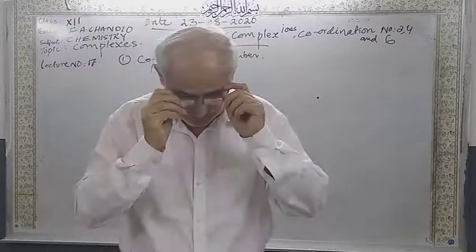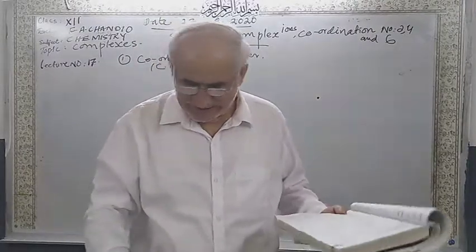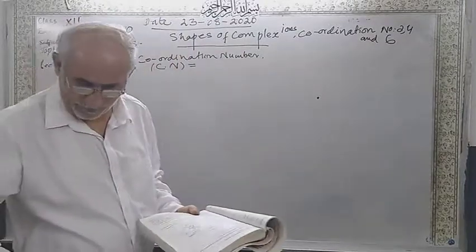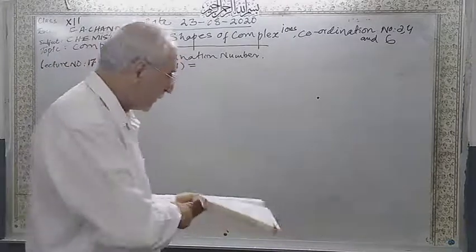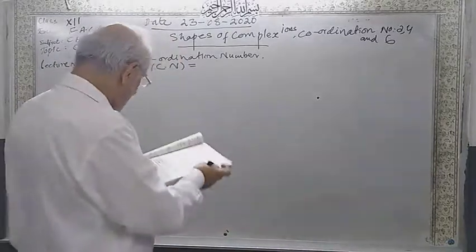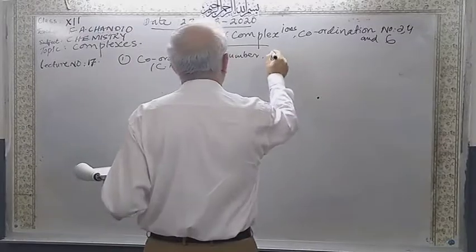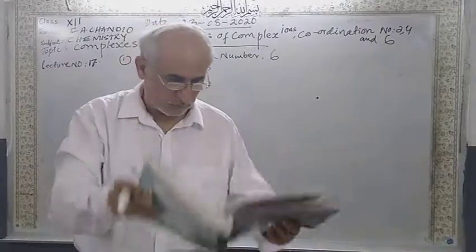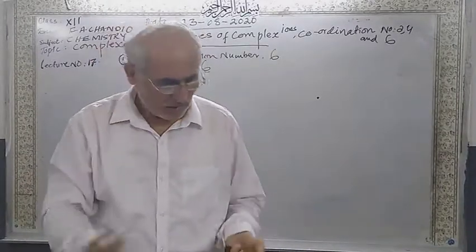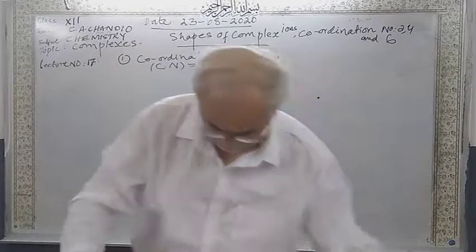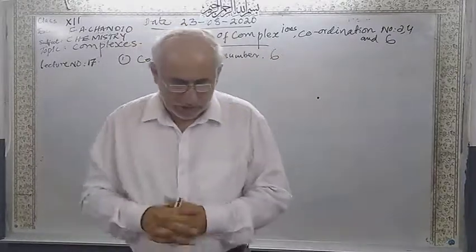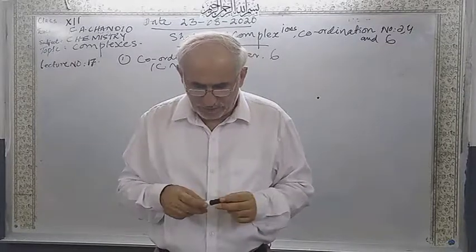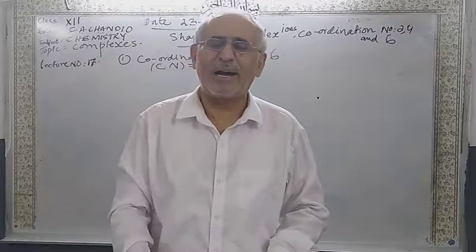Now, coordination number 6. The complexes which have 6 coordination number, like this. So students, complexes with coordination number 6 are the most common ones formed by the transition metal ions.